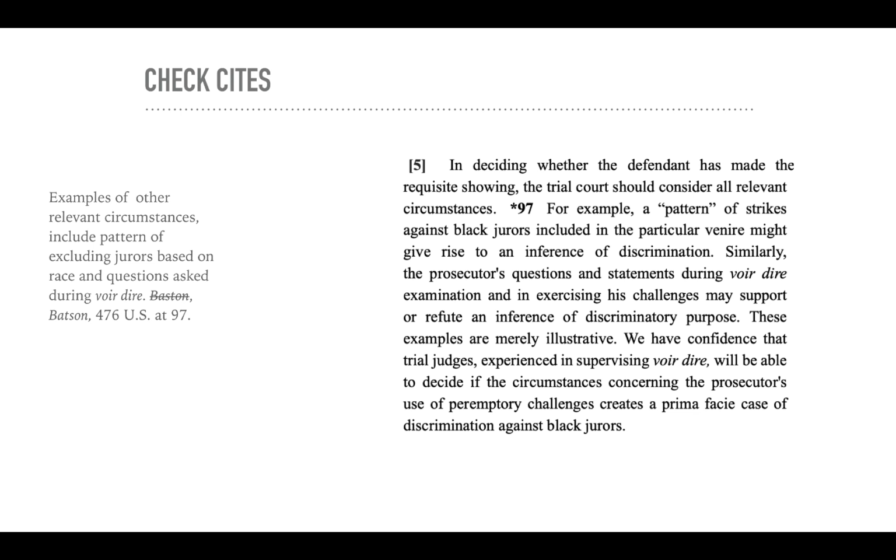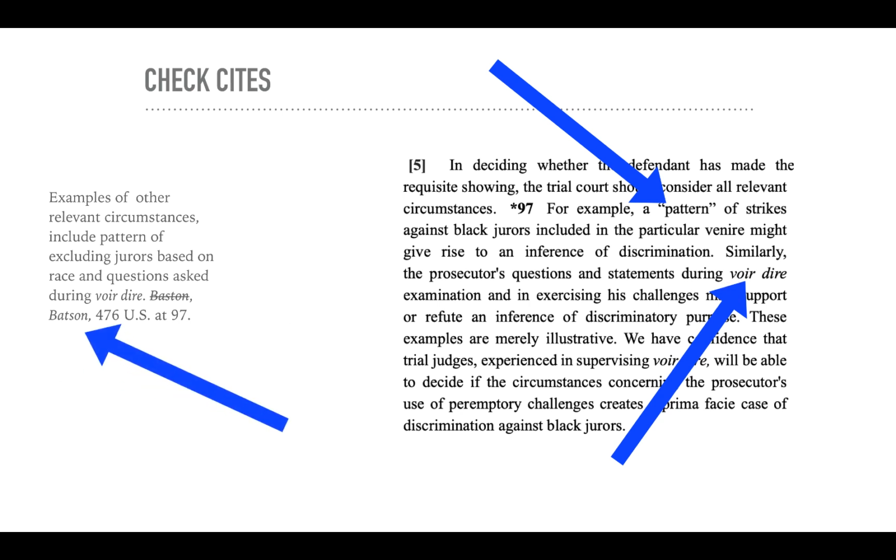And what I mean by double-checking citations is to make sure that they're spelled right and they accurately support the statements of fact and law. By way of example, here we have some reference to relevant circumstances and a citation to the Batson case. The citation refers to a pattern of excluding jurors based on race and questions asked during voir dire. Well, student gets the case and she sees on page 97 the reference to a pattern of strikes against jurors based on race, and she also sees that the court can consider questions during voir dire as evidence of discrimination.